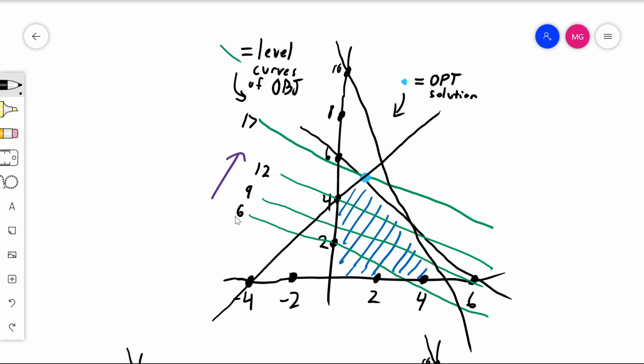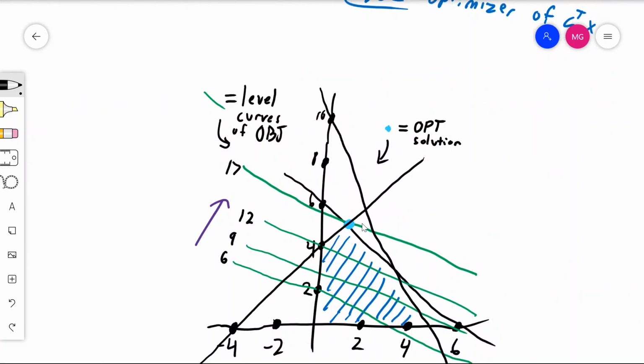And we said that when we pushed those level curves all the way up, we got this one, and it intersected the polyhedron at exactly one point. And since it intersected at exactly one point, and this was as high as you could push, because otherwise you'd be outside the polyhedron, then that was the unique optimal solution. And it was an extreme point as well.